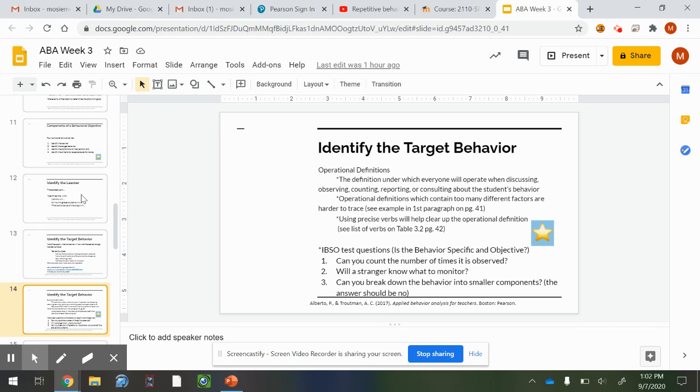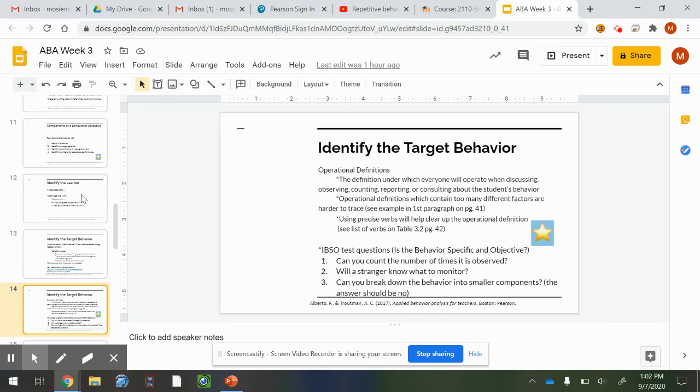So again, if someone comes in and I say, I need you to track some data on Johnny, will she know what to look for? Will that person know what to look for based on my operational definition? And number 3, can you break the behavior down into smaller components? The answer should be no.